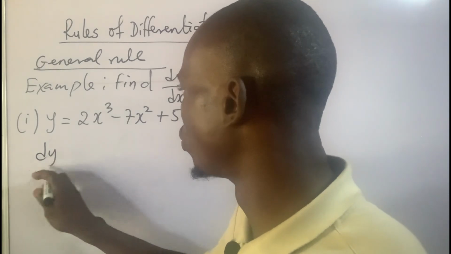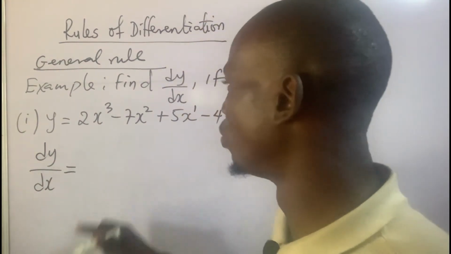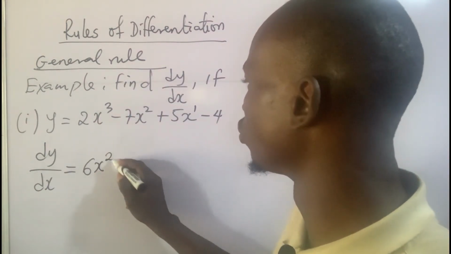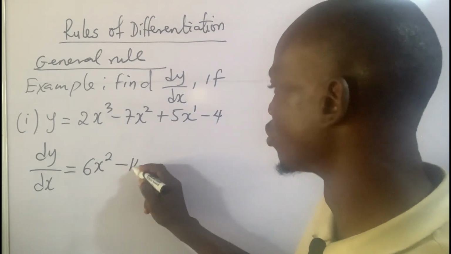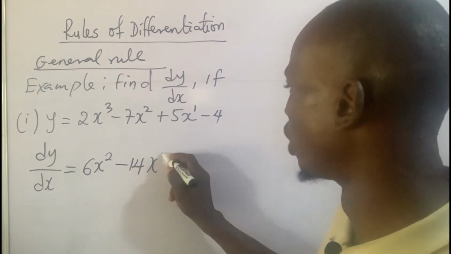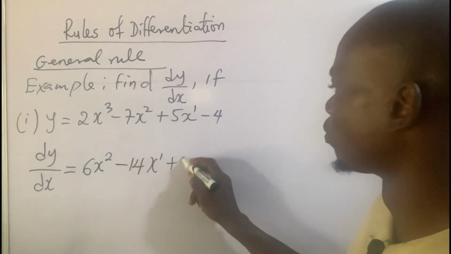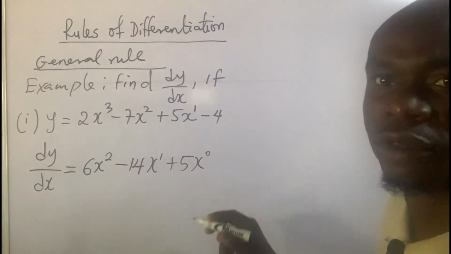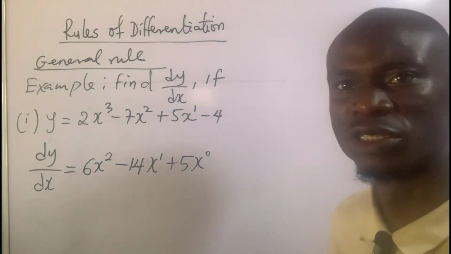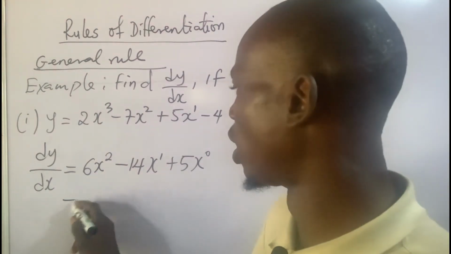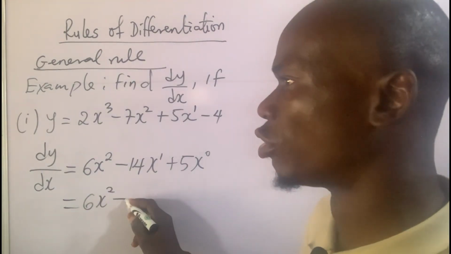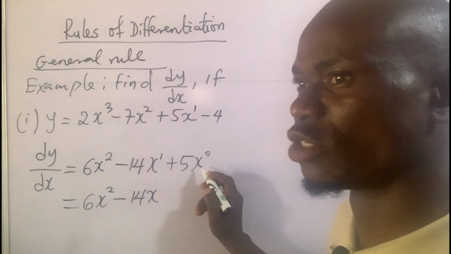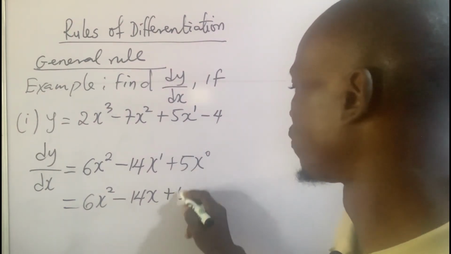So differentiating this, dy over dx is going to be 3 times 2x will give us 6x, 3 minus 1 will give us 2. 2 times minus 7 will give us minus 14, 2 minus 1 will give us 1. 1 times 5 will give us plus 5x, 1 minus 1 will give us 0. Then the constant is 0 like we already said. So with this now, we know our answer is 6x squared minus 14x plus anything raised to power 0, we have said, is 1. Therefore, 5 times 1 is 5.